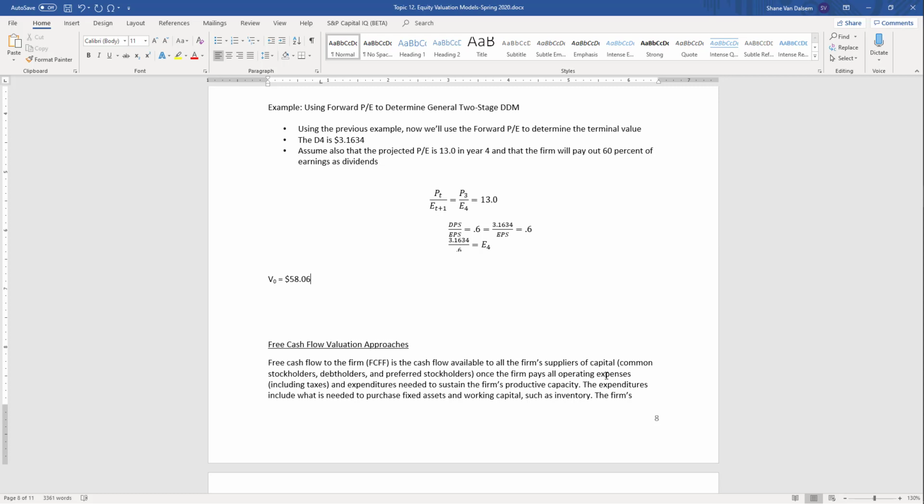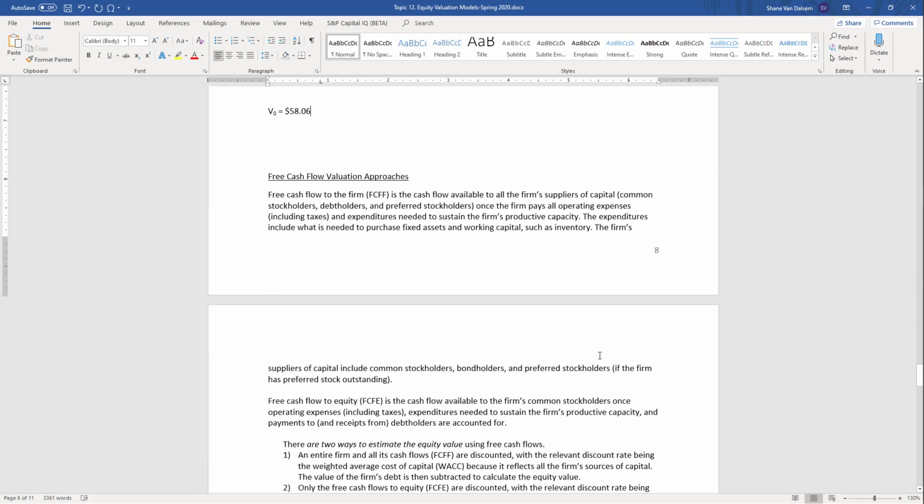So that's the idea behind the free cash flow models. The company pays out everything it needs to pay out to maintain itself, and then what's left over is available to be paid out to the investors of the company, although the firm doesn't have to pay it all out. It is there to be paid out if that's the desire of the managers and the board of directors and the stockholders of the firm.